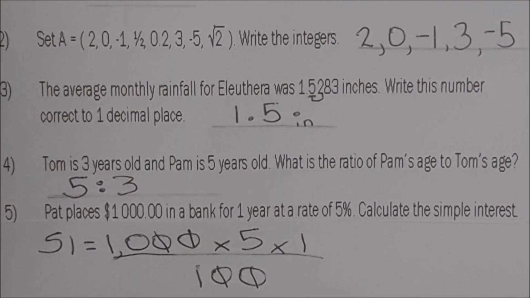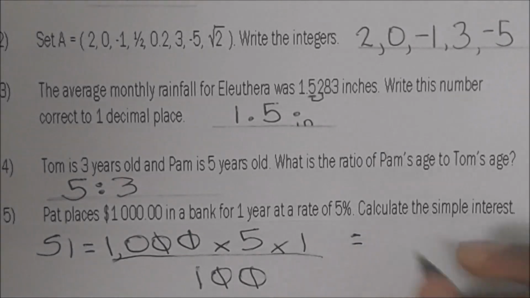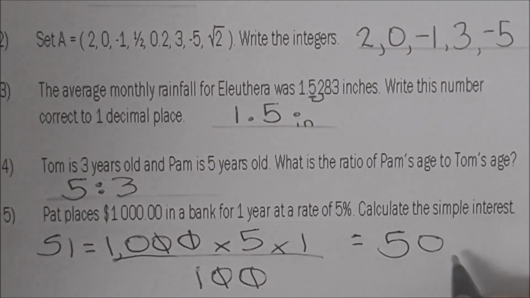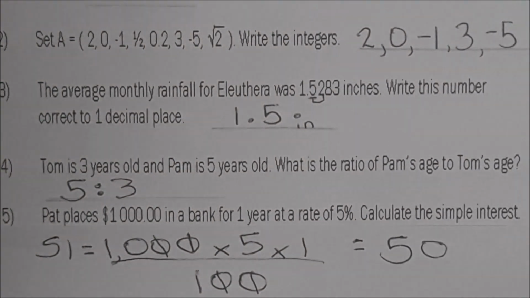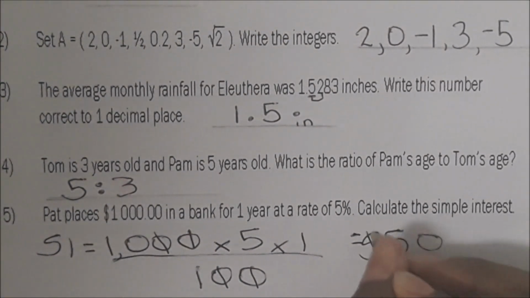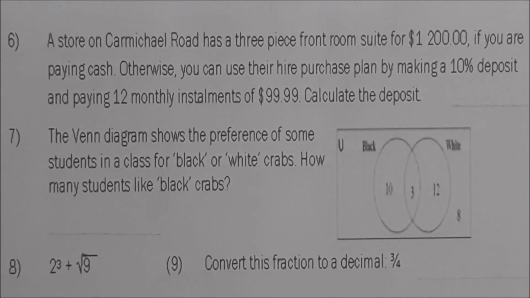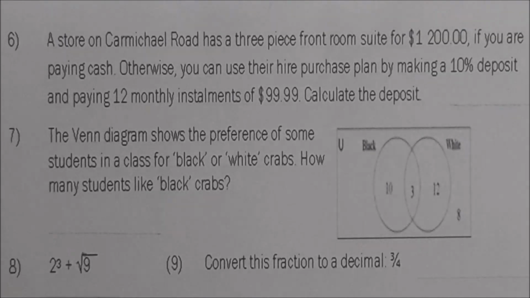Equal, and put the dollar sign. 10 times 5 is 50. 50 times 1 is 50. Put the dollar sign. So you're left with $50 and there's 1 on the bottom. So whatever you have on the top would be the answer. That's correct. Very good.